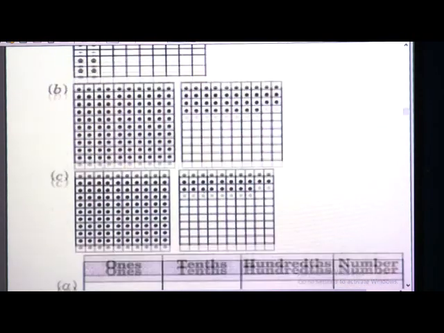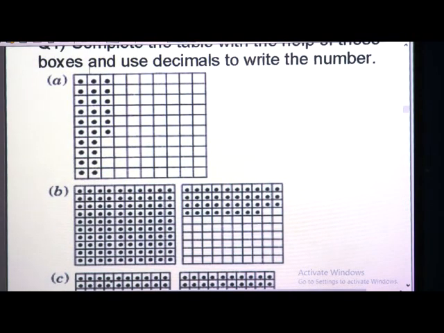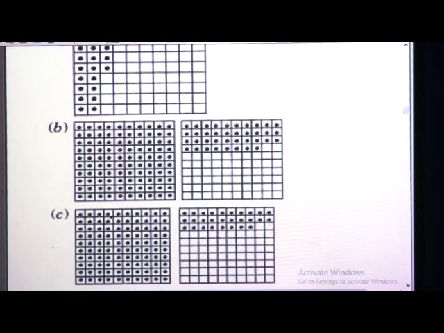Let us see here once again. See how many columns in the hundredths place we have: 1, 2, 3, 4, 5 and 6. We have 6. Okay. And in the tenths place we have 2 tens. So, we got the number as 0.26. In the second one, in ones place we have 1.